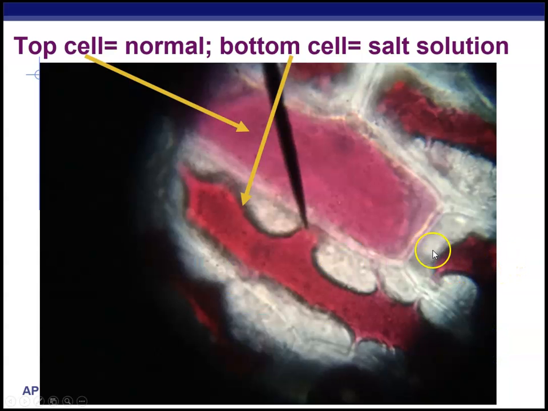Here's an example of some onion cells. Here, salt water has hit this onion cell. We can see the cell wall holds up just fine, but the cell membrane, which, since this is a purple onion, has purple pigment on it, has shrunk inward. The salt water has not quite hit this one yet, but it will.